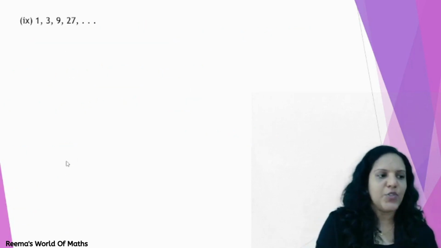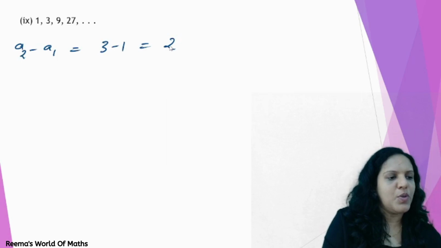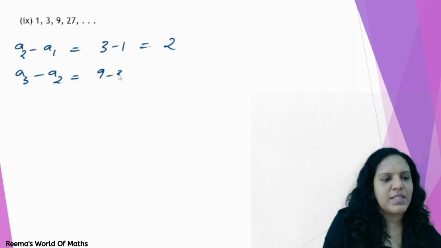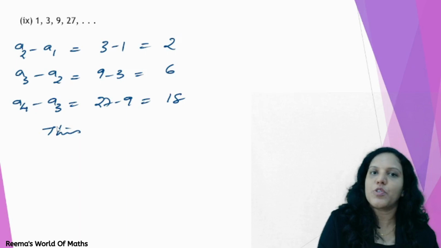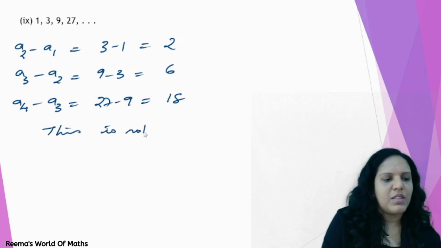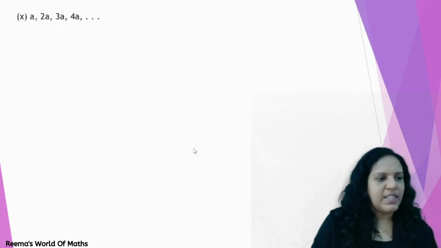1, 3, 9 and 27. Let's see the difference. A2 minus A1 is 3 minus 1, which equals 2. A3 minus A2 is 9 minus 3, which is 6. So here we know that this doesn't form an AP. A4 minus A3 is 27 minus 9, which is 18. We can see this doesn't form an AP because the difference between the consecutive terms is not constant. So this is not an arithmetic progression. Let's see the next question.